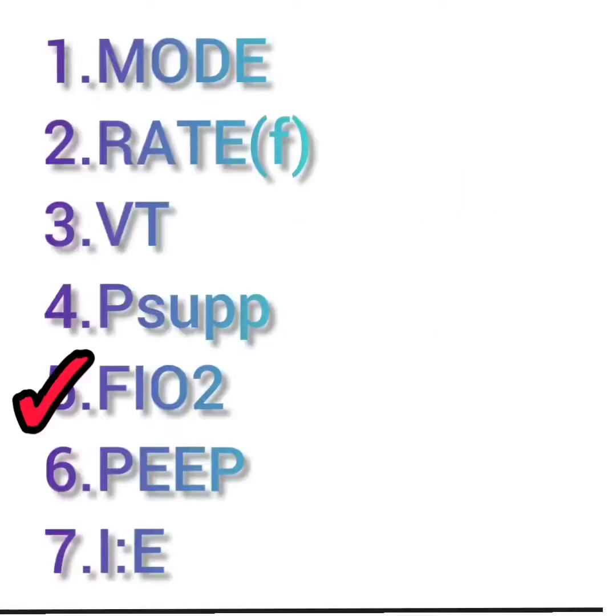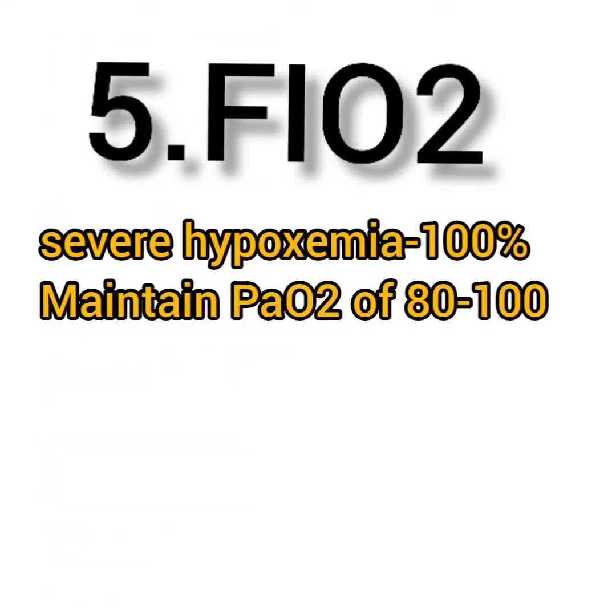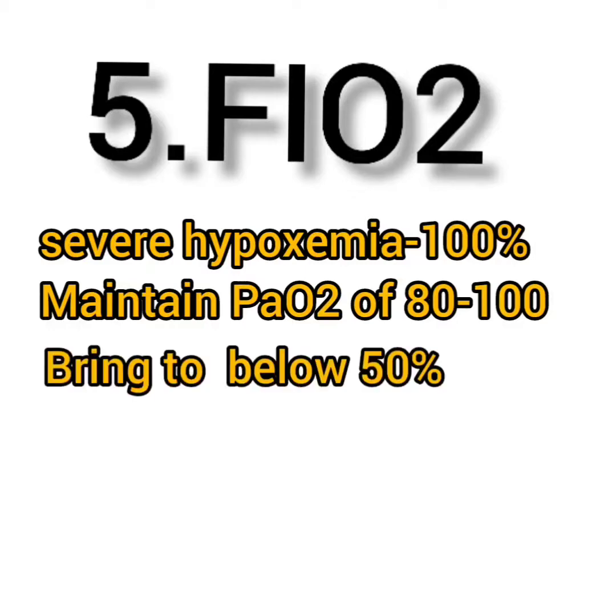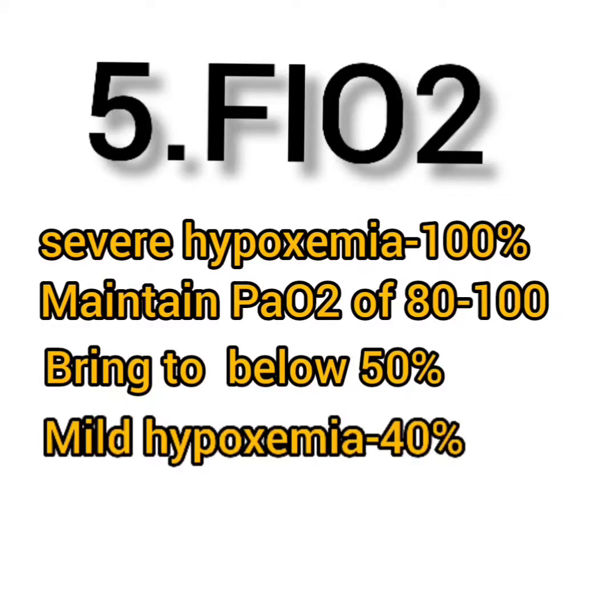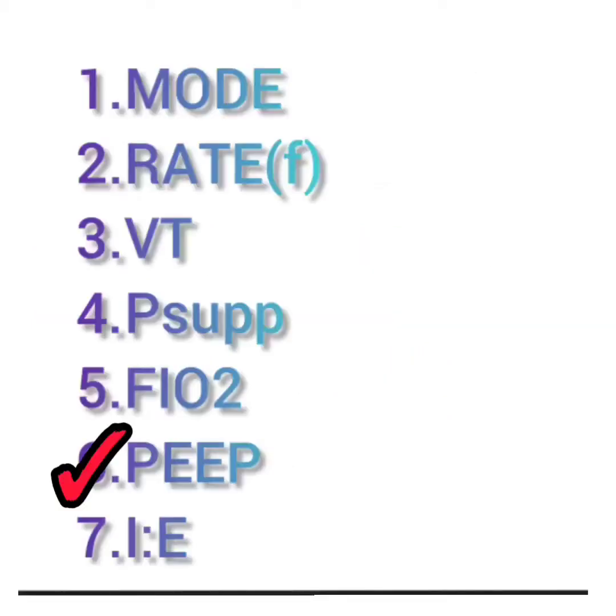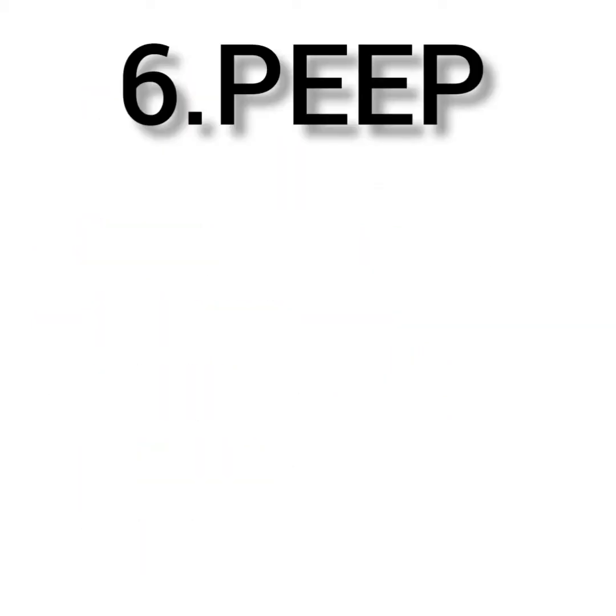FiO2. For severe hypoxemia, initial FiO2 should be set at 100% and then adjusted to maintain PaO2 between 80 to 100 mm of Hg. After stabilization, bring FiO2 below 50% to prevent oxygen-induced lung injuries. For mild hypoxemia cases, initial FiO2 should be kept at 40% and then adjusted according to PaO2 and ABG. PEEP. PEEP is used to treat refractory hypoxemia.